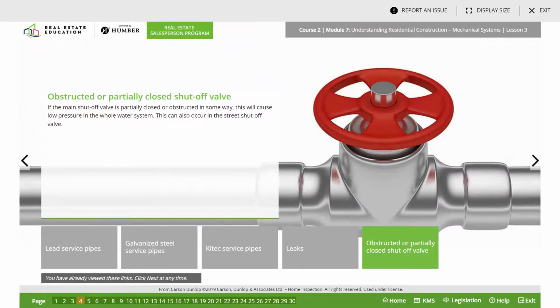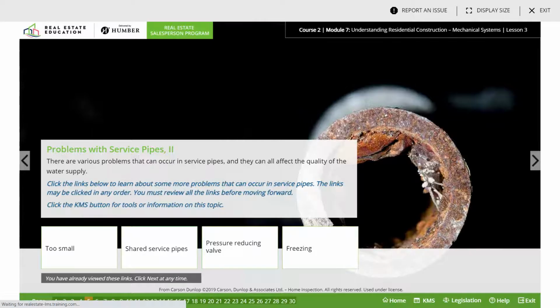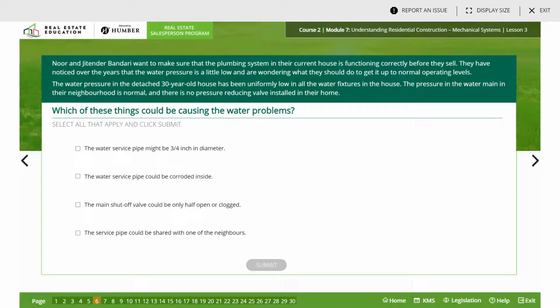Obstructed or partially closed valves: if the main shutoff valve is partially closed or obstructed in some way, this will cause low pressure in the whole water system. Other problems with service pipes are that they can be too small, or shared service pipes, pressure reducing valves, or they can have a freezing effect.